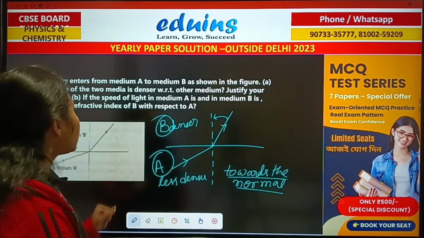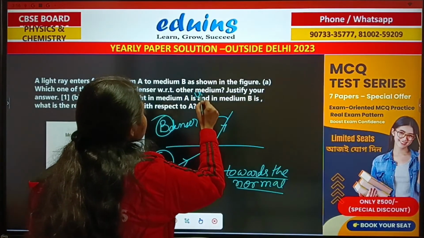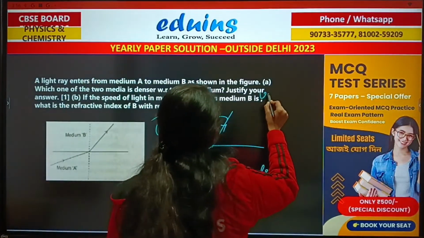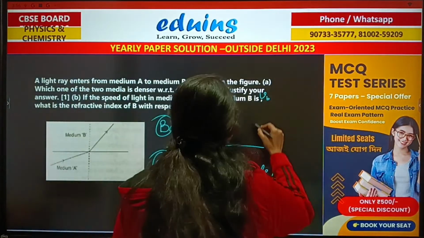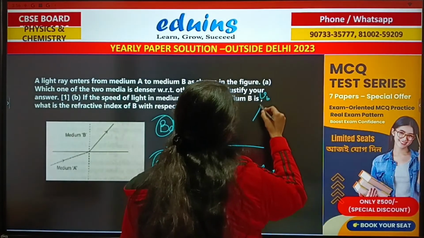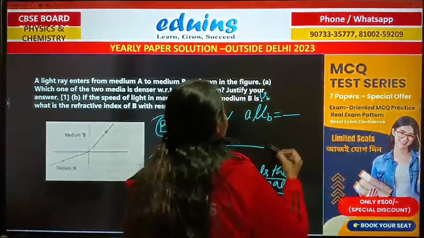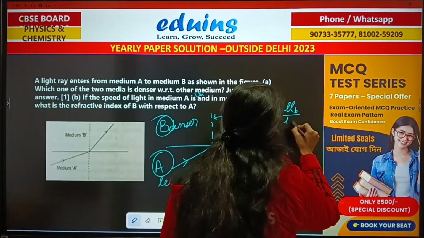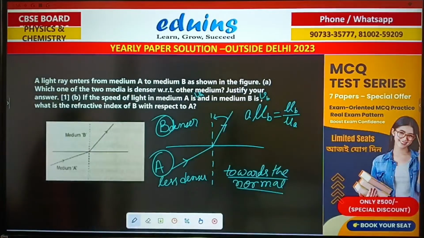And the next question: if the speed of light in medium A is VA and in medium B is VB, what is the refractive index of B with respect to A? Okay, so the refractive index of B with respect to A. We know the formula. A mu B is equal to mu B by mu A. That means refractive index of medium B by refractive index of medium A.